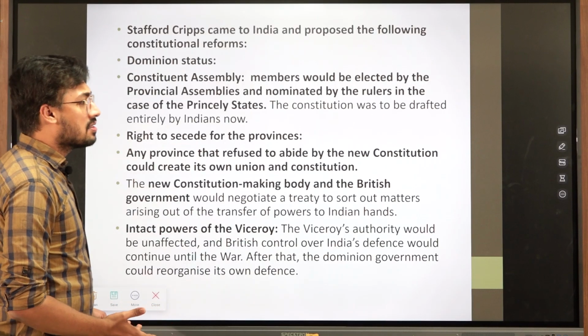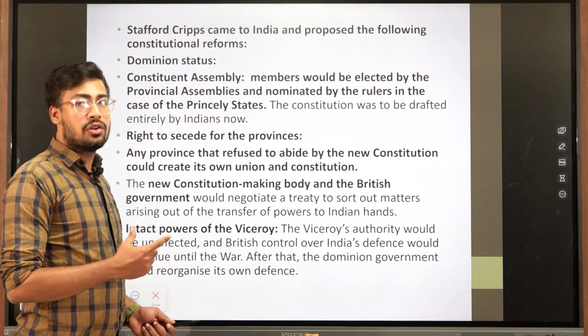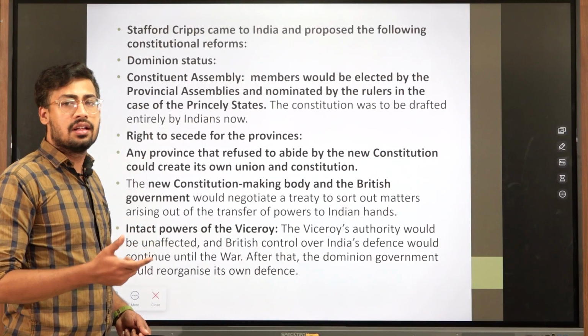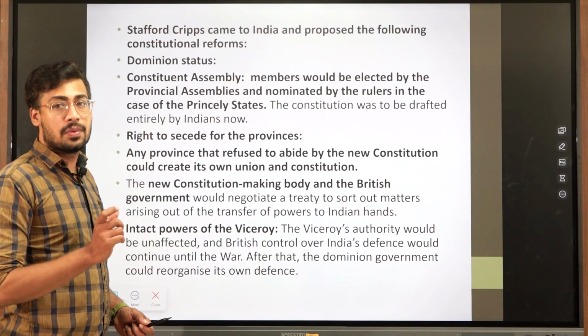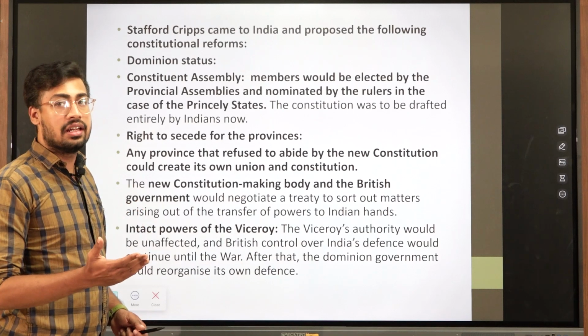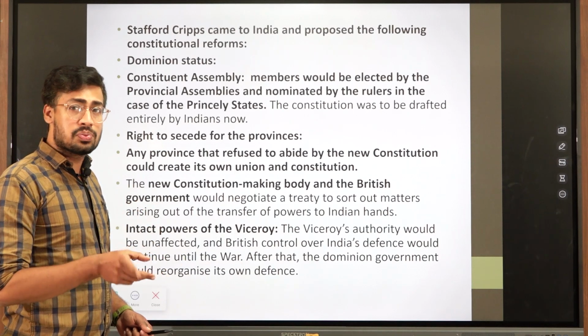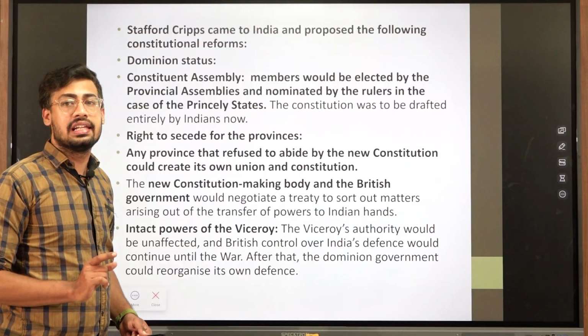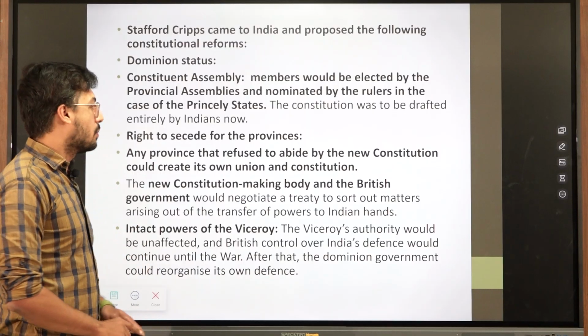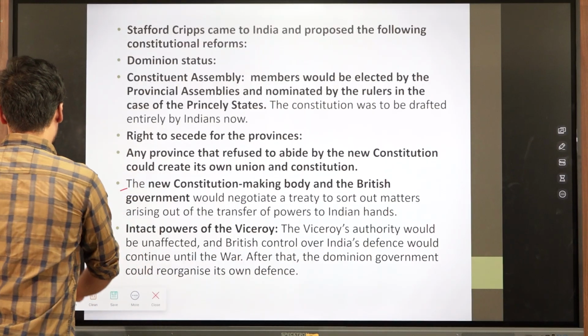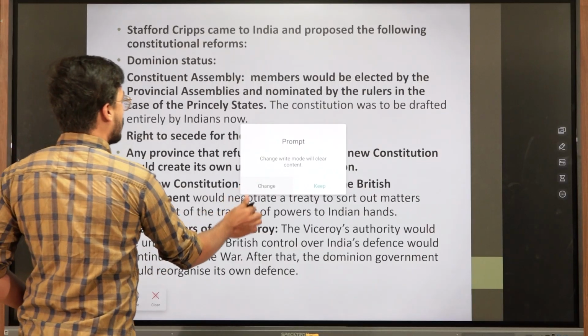Also, the provisions for what had to be done if they were to secede were clearly mentioned in the Cripps mission. But once they seceded, if they again had to join back, how they had to do it was not very clear in the Cripps mission. That was another criticism of it. So let us look at the next question.